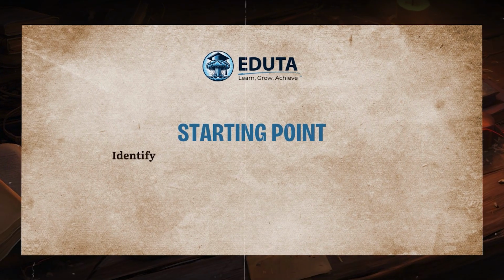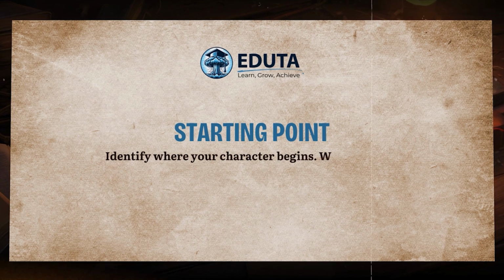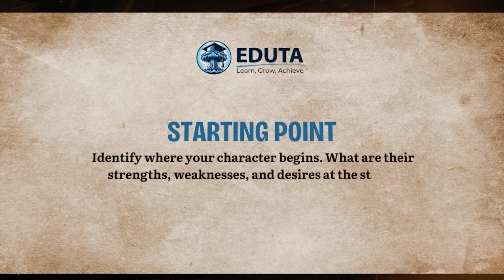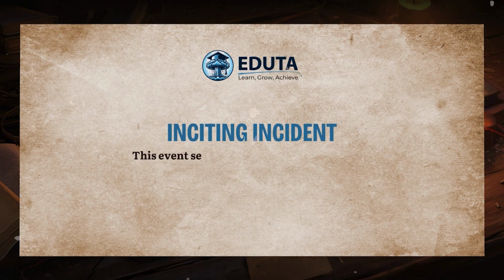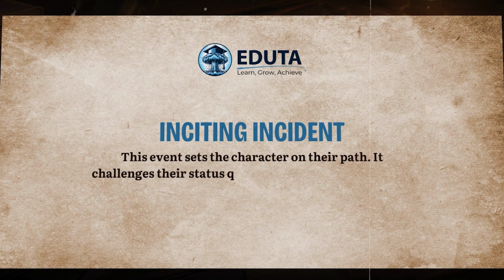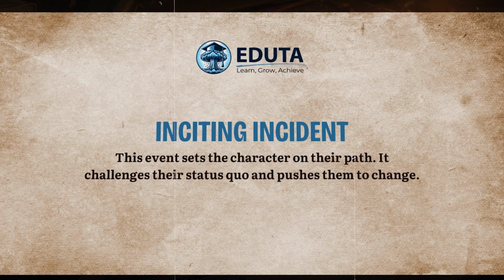Starting point. Identify where your character begins. What are their strengths, weaknesses, and desires at the start? Inciting incident. This event sets the character on their path. It challenges their status quo and pushes them to change.